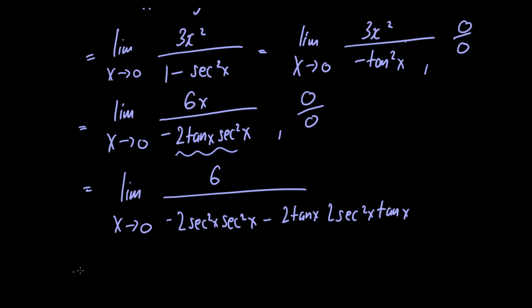Now if we just let x tend to 0, in the numerator we have 6 and in the denominator we have minus 2, so our final answer to this problem is minus 3.